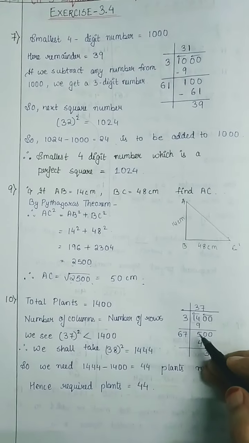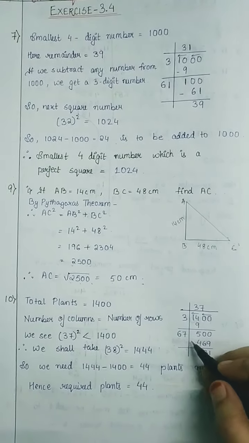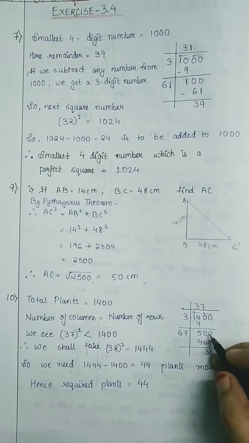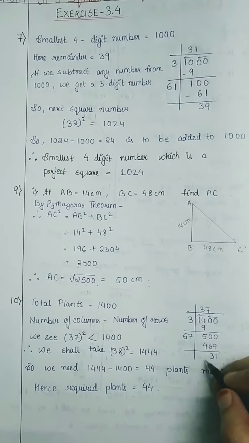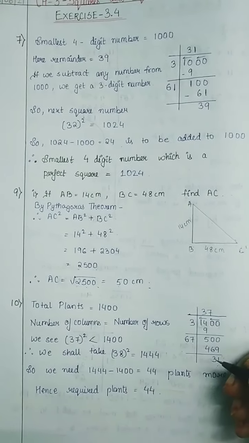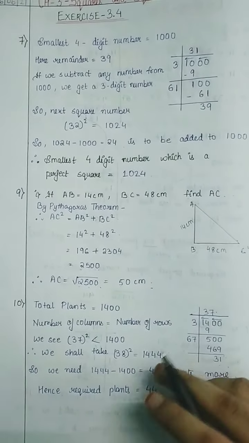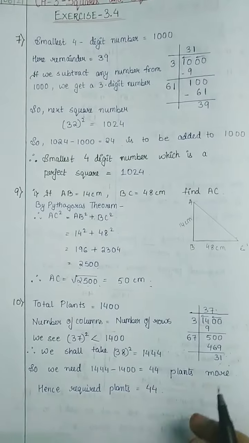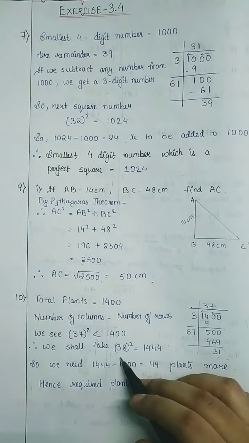So we have done 3 3s are 9. Then we are left with 500. Double of 3 is 6. 67, 7 7s are 469. When we subtract, we have got 31. Now 31 is left here, but we need to know how many more plants we require. So after this 37 square, there will be 38 square. This question is just similar to the 7th question. Here also after 37 comes 38.